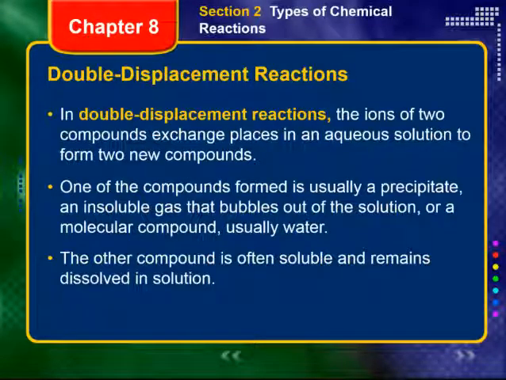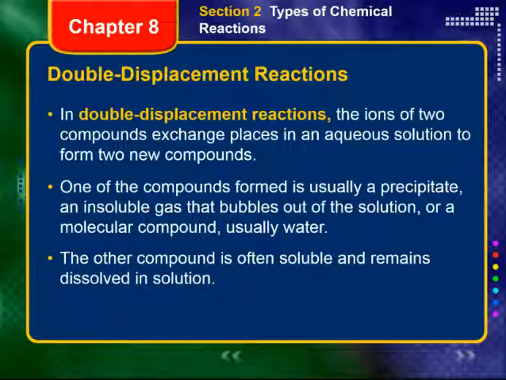Let's move on to double displacement reactions. Remember, a double replacement reaction is the same thing, so don't get confused about that replacement-displacement issue. In double displacement reactions, the ions of two compounds exchange places in aqueous solution to form two new compounds. Two compounds on the reactant side, two compounds on the product side. That's your big red flag for a double displacement reaction.